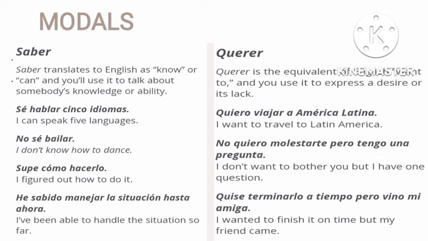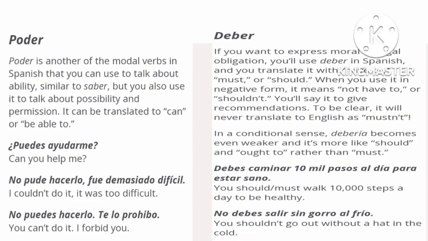The second one is querer. Querer is the equivalent of English want to, and you use it to express a desire or its lack. The third one is poder. Poder is another of the modal verbs in Spanish that you can use to talk about ability, similar to saber, but you also use it to talk about possibility and permission. It can be translated to can or be able to.